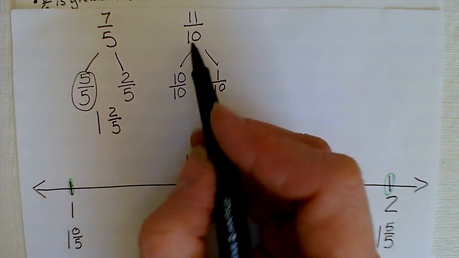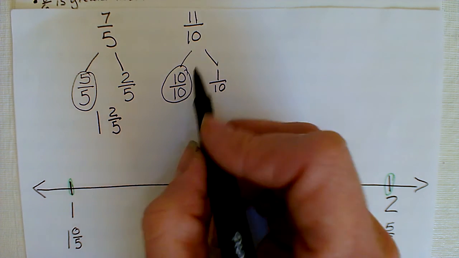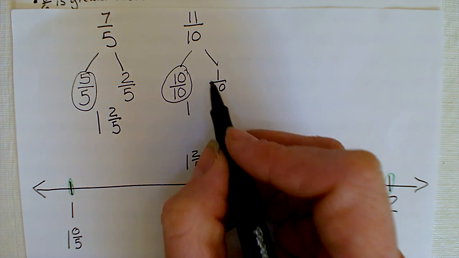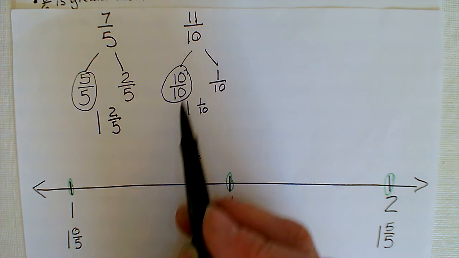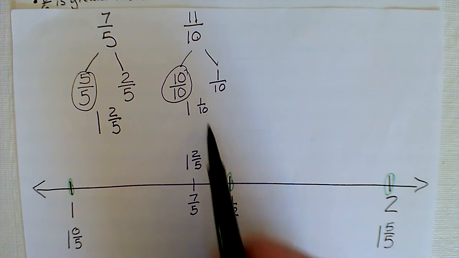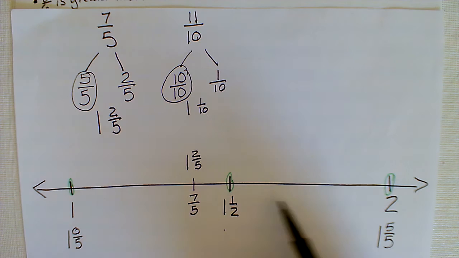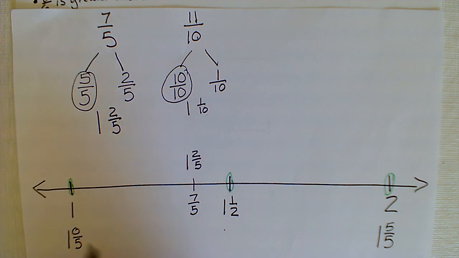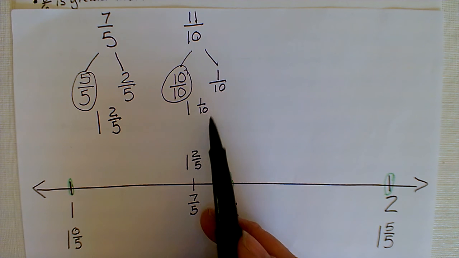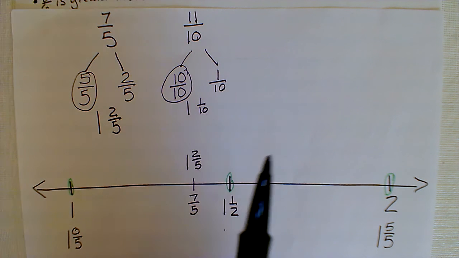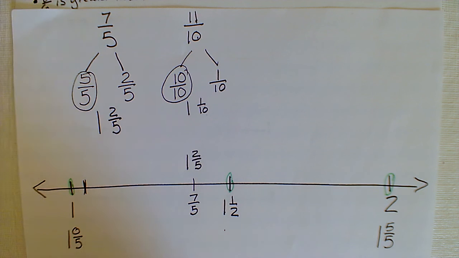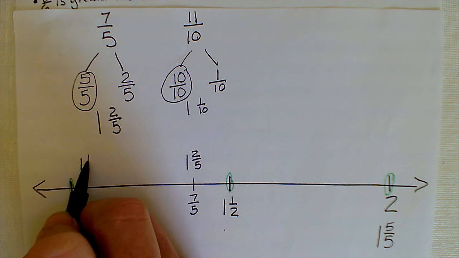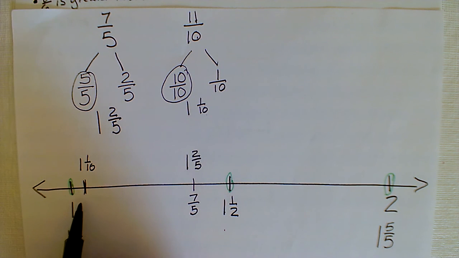Let's convert this now into a mixed number. 10/10 is the same thing as saying 1, and then I have 1/10. So 11/10 is the same thing as 1 and 1/10. Let's figure out where that's going to go on our number line. Remember, this is 1. Tenths are really small pieces, and I only have 1 of them. So that's telling me it's going to be really close to 1. So this is where I'm going to put 1 and 1/10, or 11/10.